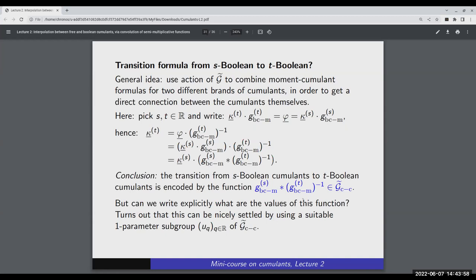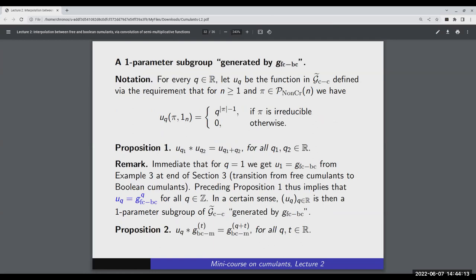Yes, actually there is a one parameter subgroup of G tilde C dash C, which is hiding here. So we introduce it here. It's going to be called U sub Q. And how does it go? I can define it explicitly. Q is my parameter. If I put U_Q of such a pair, it is Q to the, well, if pi is irreducible, then it has exactly one outer block. So this is the same as saying the total number of blocks minus one, the same as the number of inner blocks. So it is Q to the number of inner blocks for irreducibles, and zero otherwise.